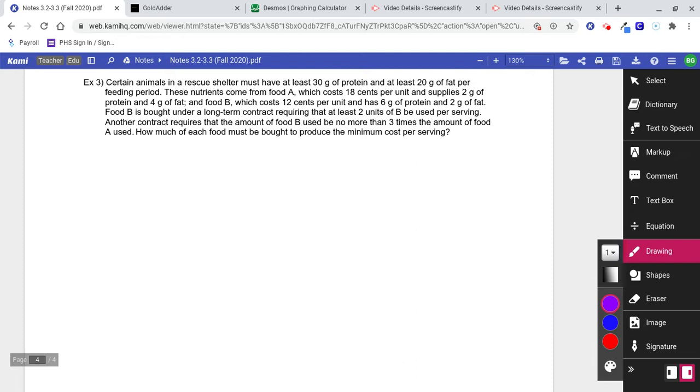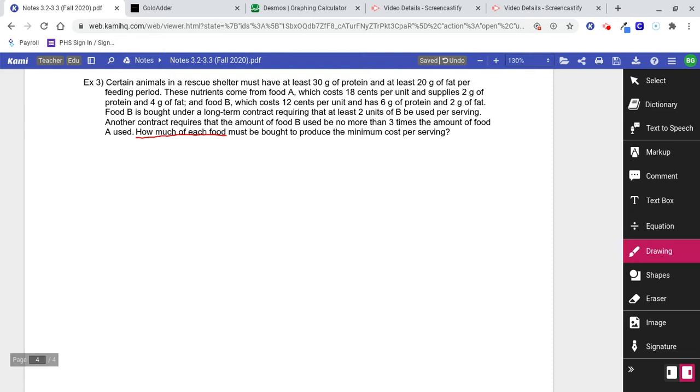All right, there's a lot going on in this problem, right? You read that and your eyes kind of go crossed, but you just have to break it down. Start at the end. How much of each food? So they're talking about what? Food A and food B?